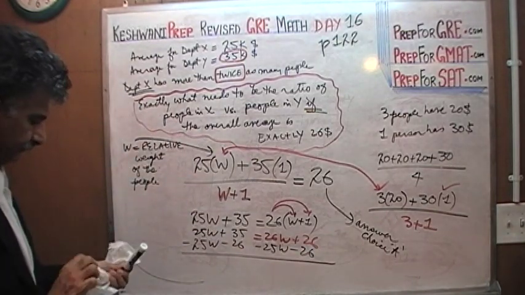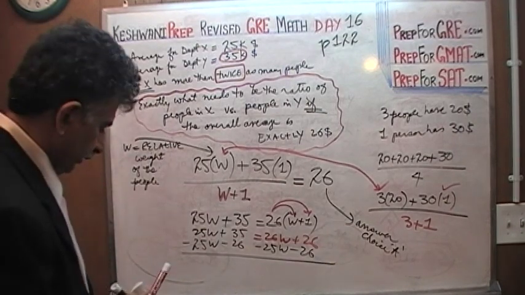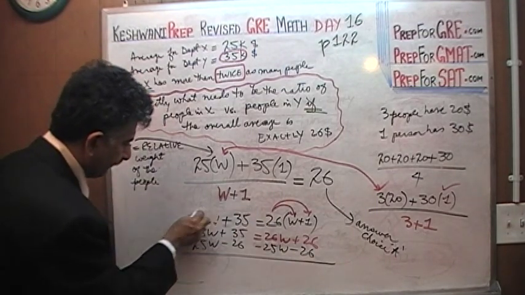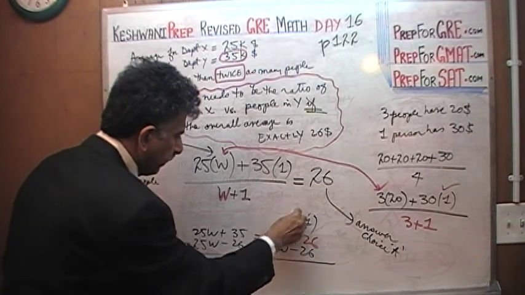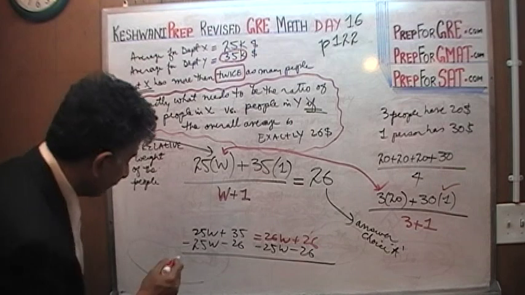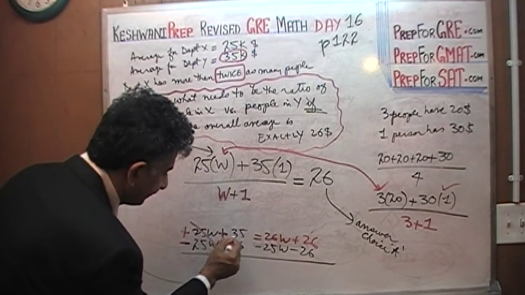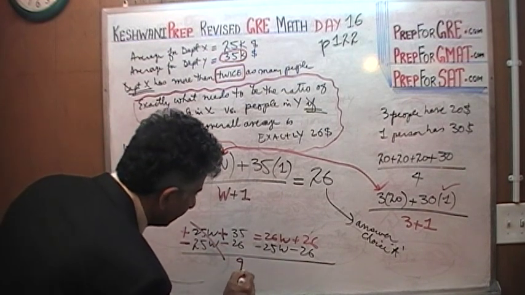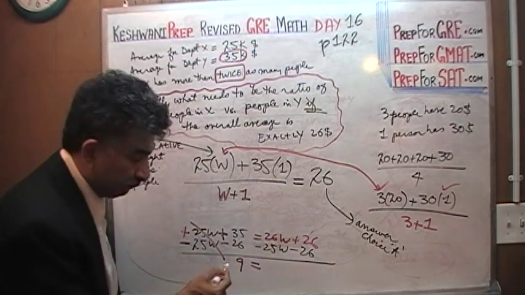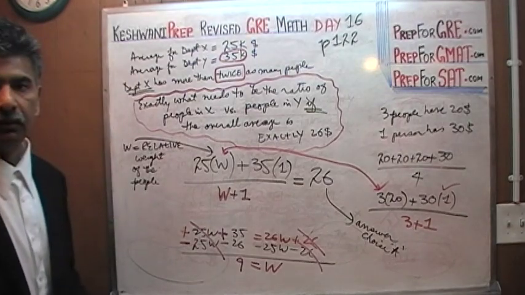Voila. So this part is gone now. Don't get confused now. This part is gone. We distributed the 26 and it's gone. Basically I'm solving for W. So here's the plus sign, here's the minus sign, it drops out. Plus 35 minus 26 is 9, and then 26W minus 25W, there is the W, 26 drops out. Voila, there you go.